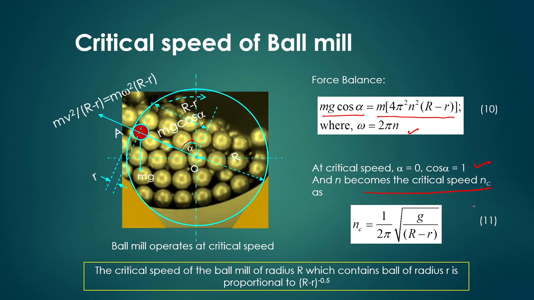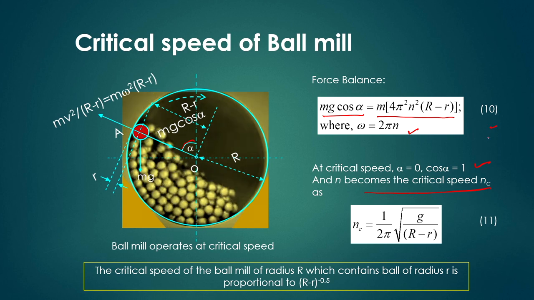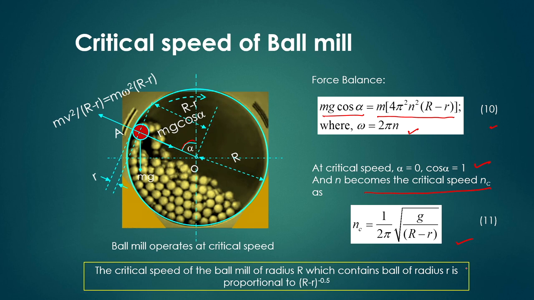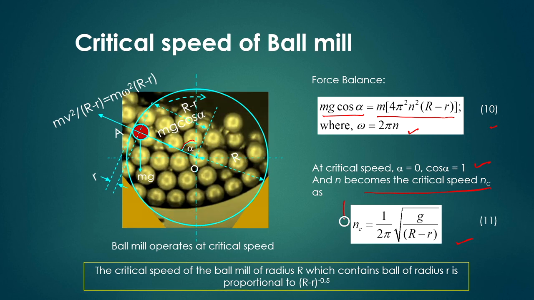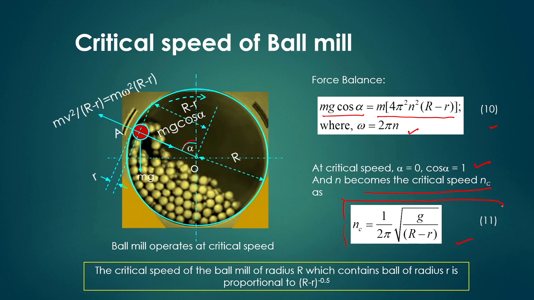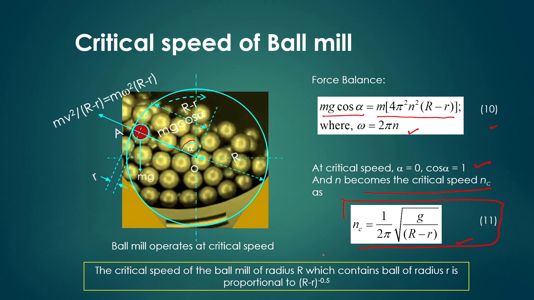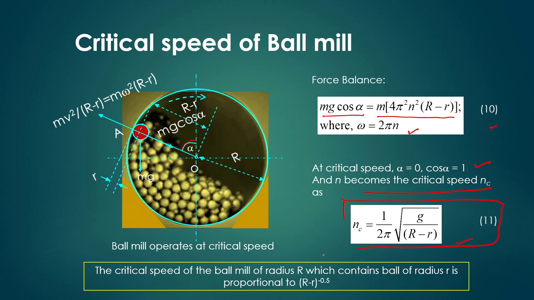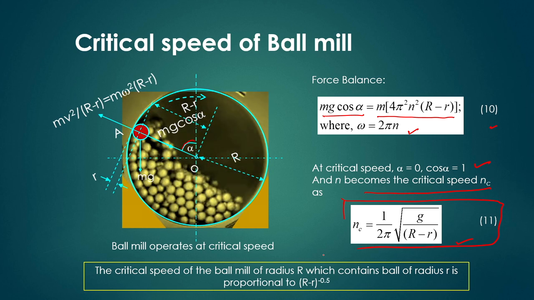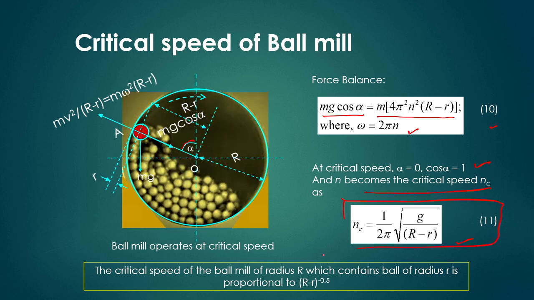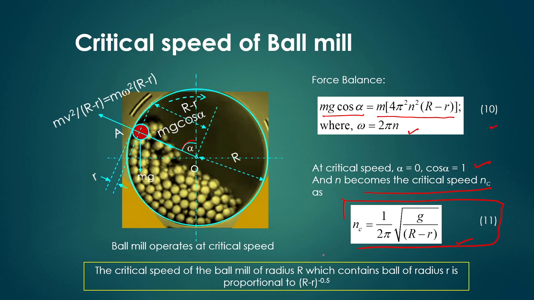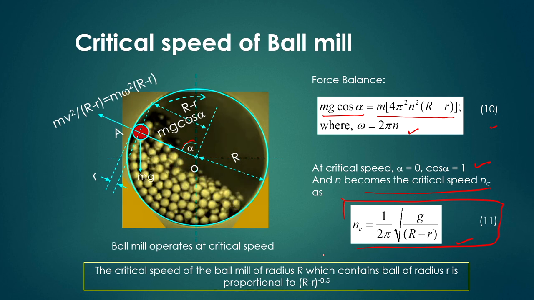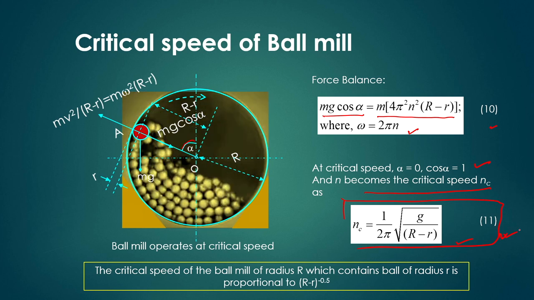So, we can have this Nc from equation number 10 as 1 by 2 pi into root over g by (capital R minus small r). This is your critical speed, which you have to remember. You have to remember this equation to calculate the critical speed. Once you know the ball mill diameter or radius, and the radius of the ball being used, which is small r, you can easily calculate the critical speed.